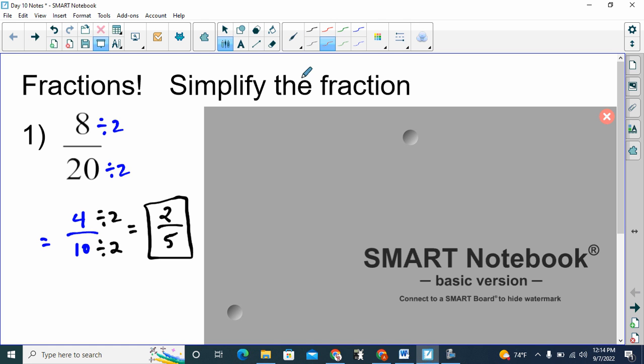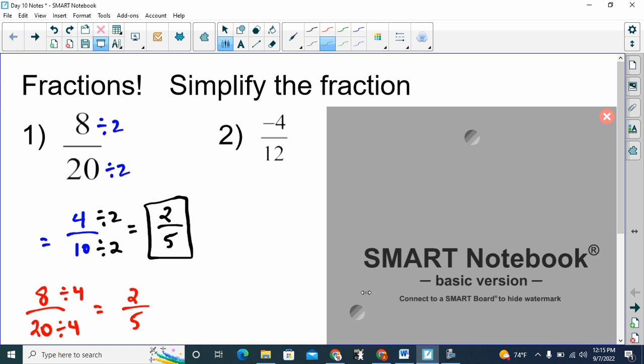You also may have recognized that 8 and 20 are both divisible by 4. You could have divided by 4 first. 8 divided by 4 is 2. 20 divided by 4 is 5, and notice I get the same answer of 2 over 5. So it's always going to be faster if you find the greatest common factor, the biggest one that I can divide both the top and the bottom by. Let's try another one here.